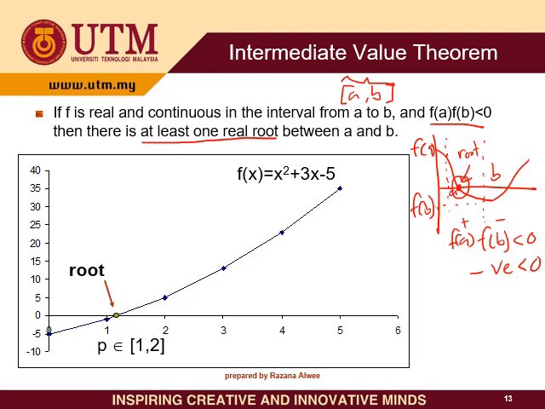Let's say F(A) positive and F(B) negative, or F(B) positive and F(A) negative, doesn't matter. Alright, as long as one of them is positive and the other negative, so the product is less than 0, we can say that there will be one real root between A and B, between this and this. Okay, this is what this theorem wants to tell us. If we have plus and minus between them, we will have one or more roots between A and B.